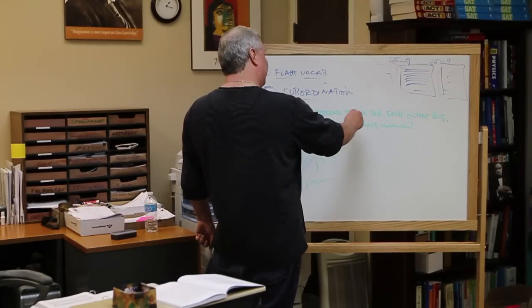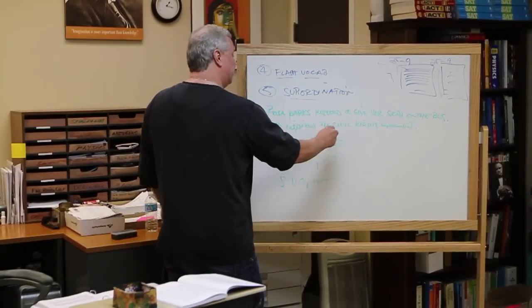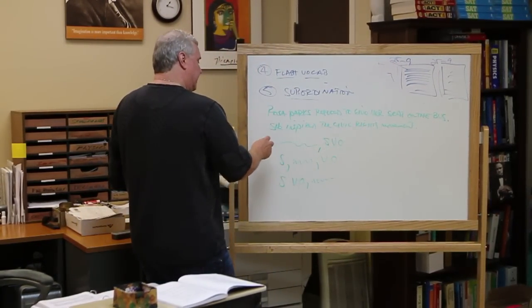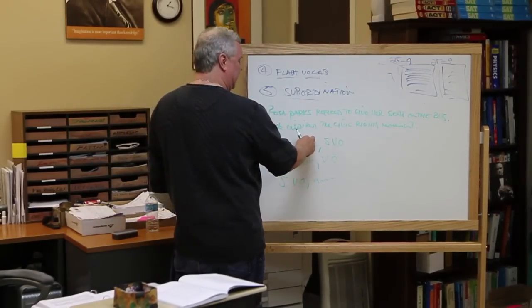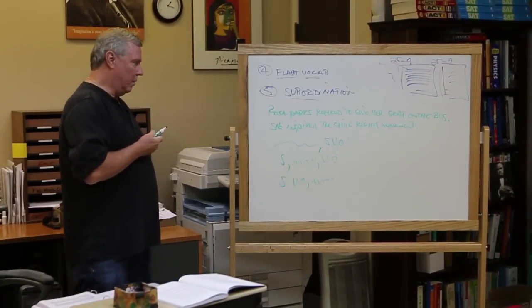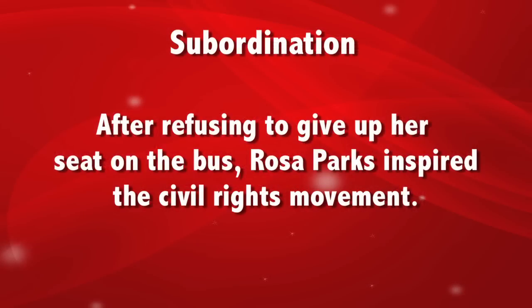We've got Rosa Parks refused to give up her seat on the bus. She inspired the civil rights movement. How can we take one of these sentences and use it as a lead-in to the other to get better sentence flow? Any ideas? Yeah. After refusing to give up her seat on the bus, Rosa Parks inspired the civil rights movement. Perfect. Now it is a lot better flow.